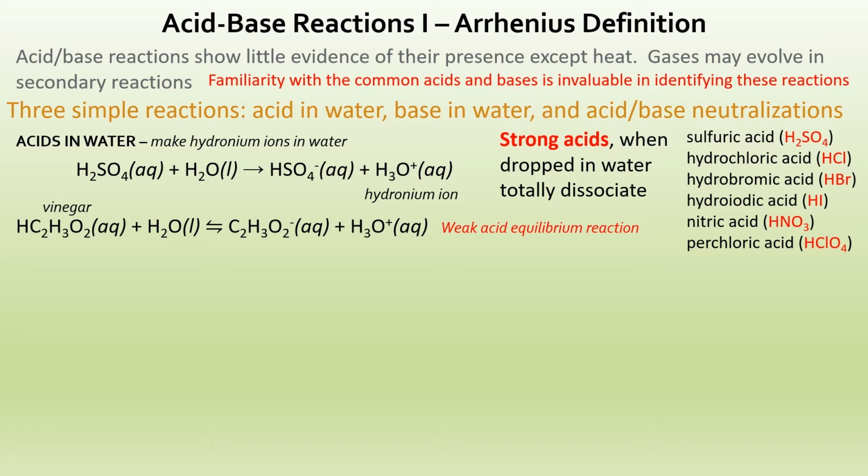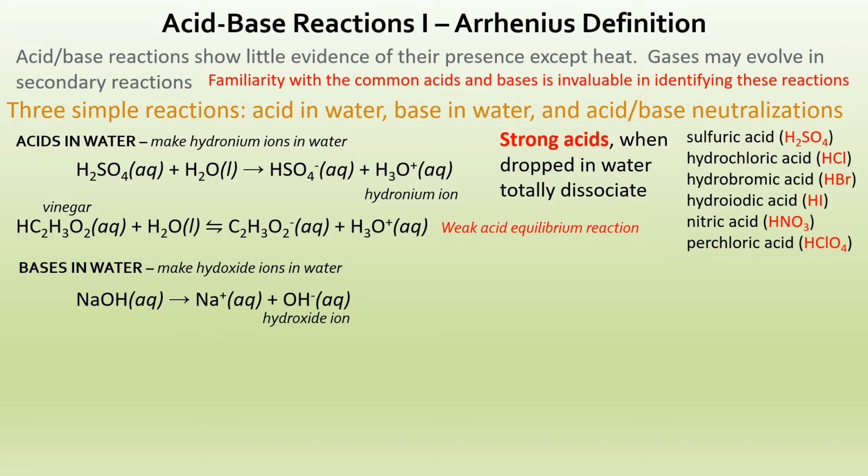Now, let's look at what happens when we put bases in water. We have seen and named a slew of acids, but not many bases. Bases in water produce hydroxide ions. The classic example is when sodium hydroxide is introduced into water. This reaction, as written, could be classified as a decomposition reaction. And as would be expected of any polyatomic ion with sodium, it would be a strong electrolyte and totally dissociates.